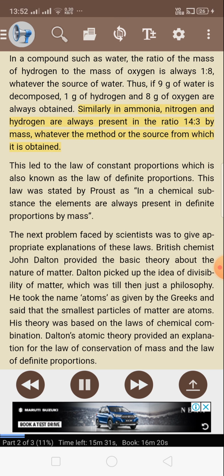Similarly, in ammonia, nitrogen and hydrogen are always present in the ratio 14:3 by mass whatever the method or the source from which it is obtained. This led to the law of constant proportions, which is also known as the law of definite proportions. This law was stated by Proust. In a chemical substance, the elements are always present in definite proportions by mass. The next problem faced by scientists was to give appropriate explanations of these laws.